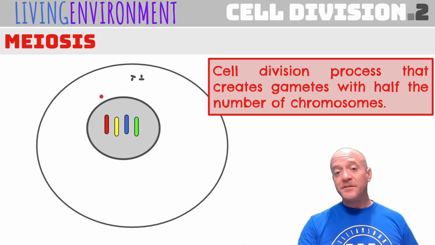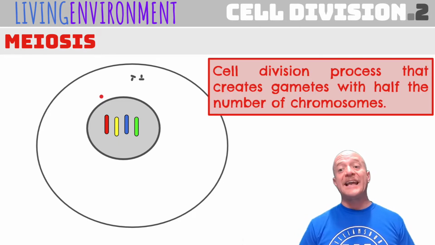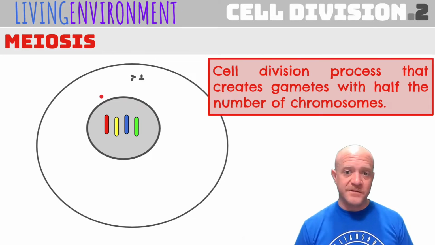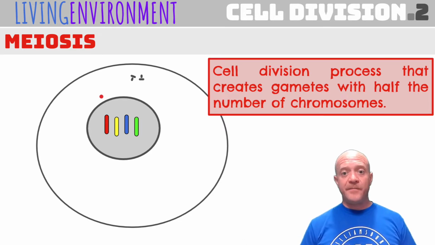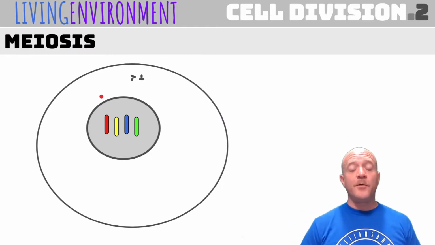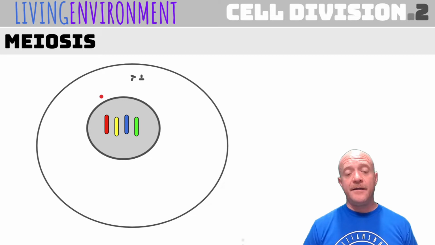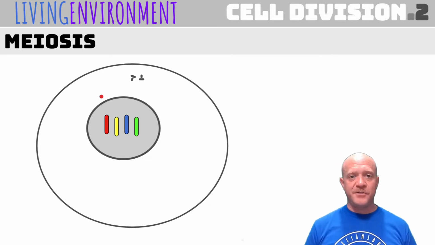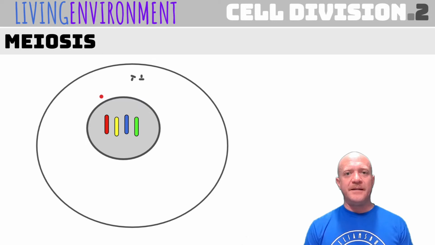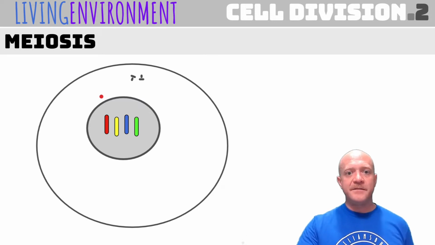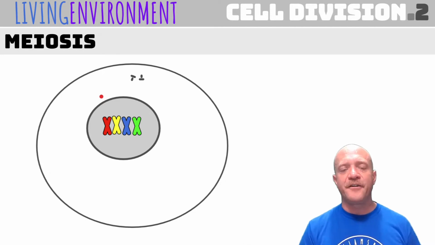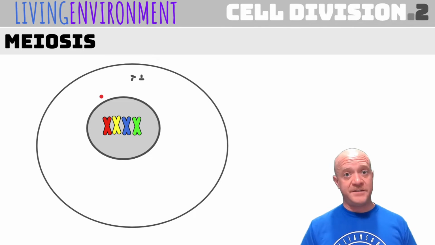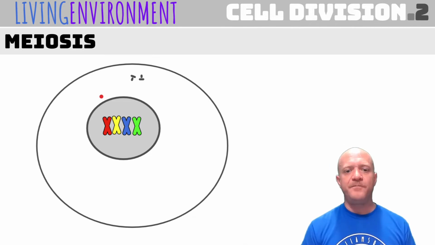So meiosis is a cell division process that creates gametes with half of the number of chromosomes. And we will be talking about gametes after this process is shown, but just so you know, gametes are sperm and eggs. So like I did for mitosis, I'm going to walk you through the process and discuss what is happening, and then I'll try to show it to you in a little bit more animated format. So the first thing we have is replication. Replication is the first step for meiosis and mitosis. That's important. Write it down.